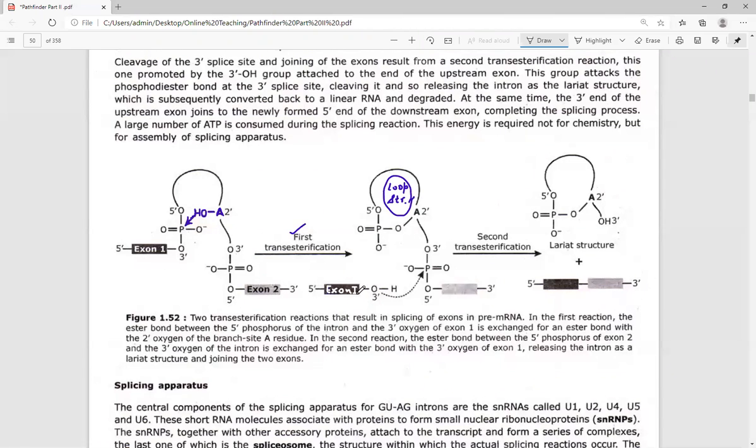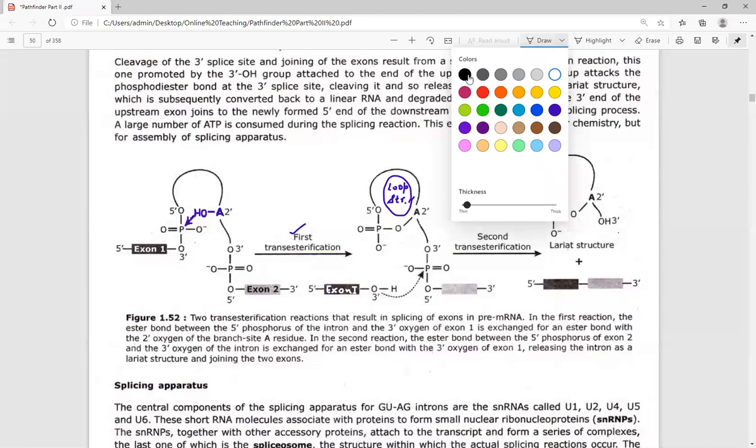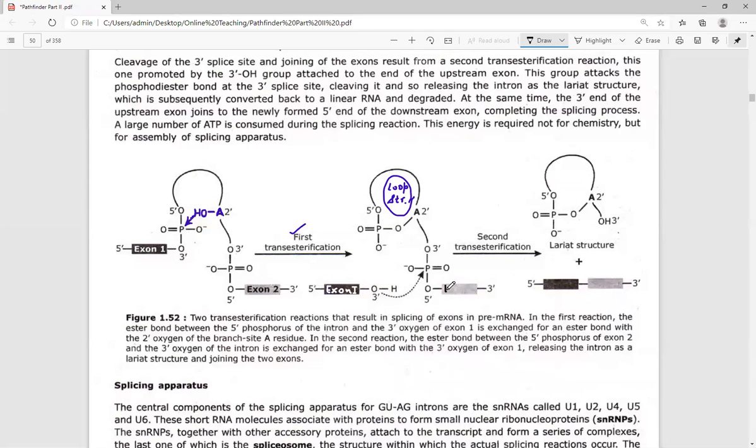Exon 1 has a hydroxy group, and via this hydroxy group, the oxygen atom will attack the innermost phosphate. When it attacks the innermost phosphate, it will cause the release to take place, and there would be a lariat-like structure that would be released, and the exon will join with exon number 2. Exon 1 will be joining with exon number 2.